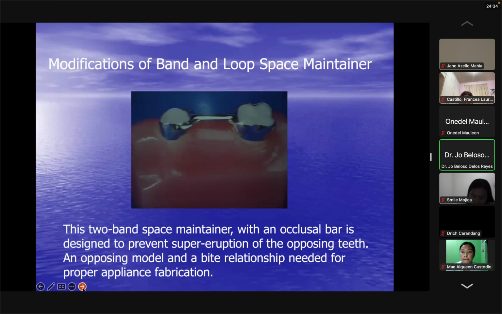Yan. This 2-band space maintainer with an occlusal bar is designed to prevent supra-eruption of the opposing teeth. An opposing model and a bite relationship needed for proper appliance fabrication. So, kailangan kasi naman, hindi naman ito nakakagat ng todo ng patient kasi yung opposing tooth ang magsasuffer.